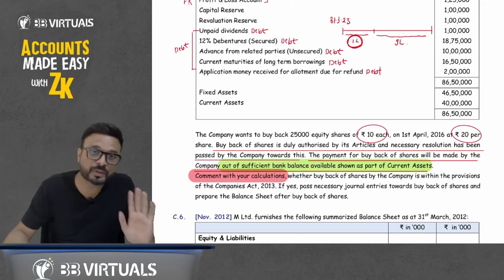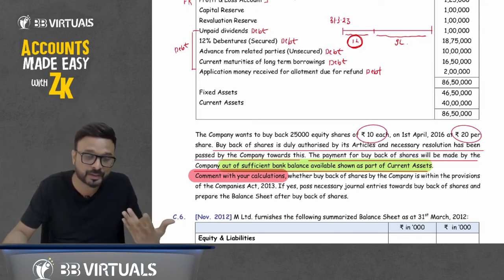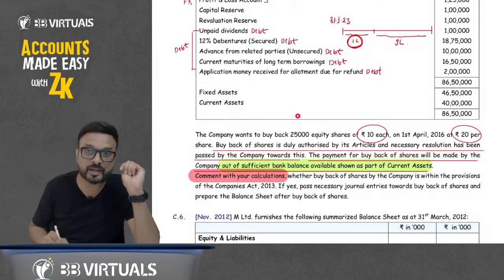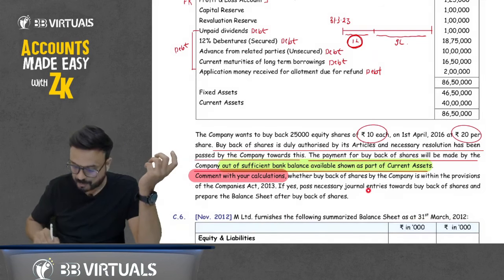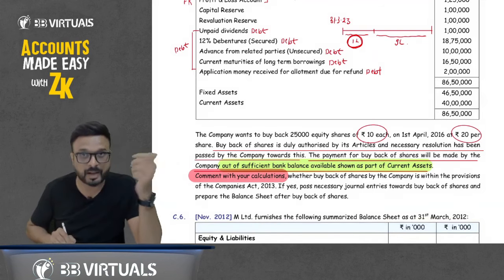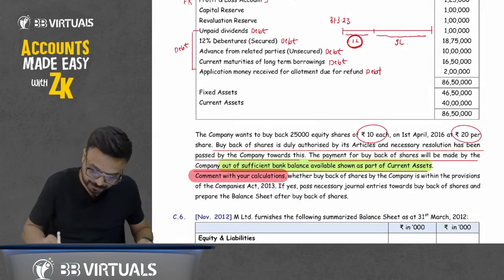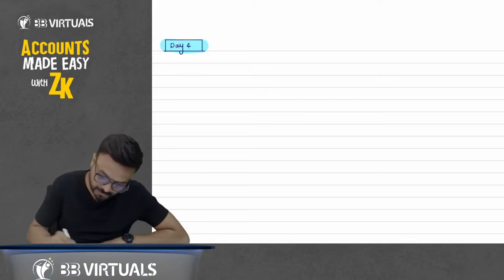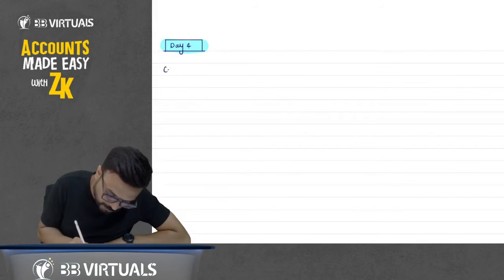So we first do the calculation of the maximum number of shares that they can buy back as per the provisions of the Companies Act, and see whether this 25,000 is within that limit. If yes, then we pass the journal entry. After the buyback, we prepare the balance sheet. So first write down here: Day 4, question number 5, page number 11.